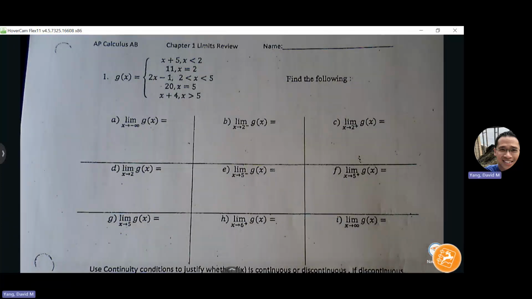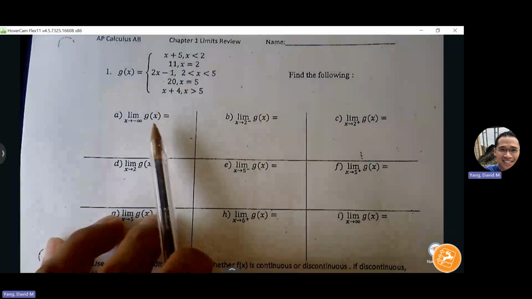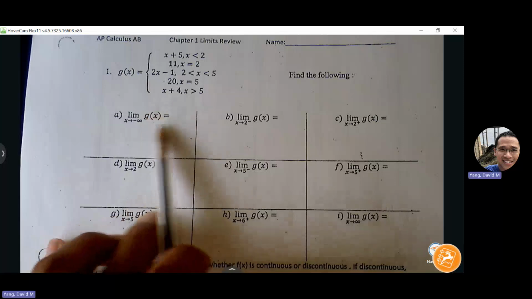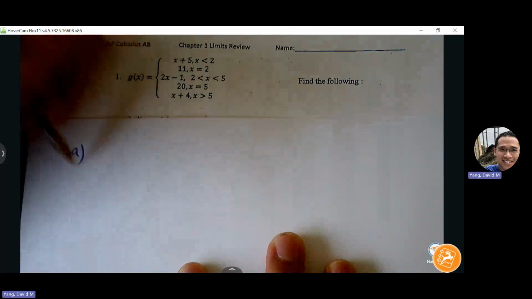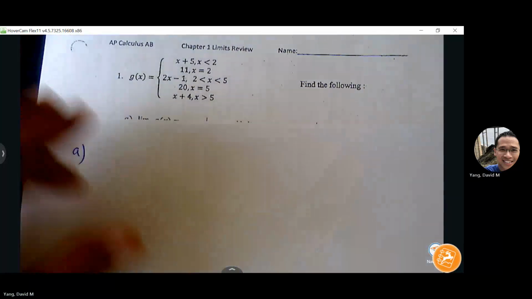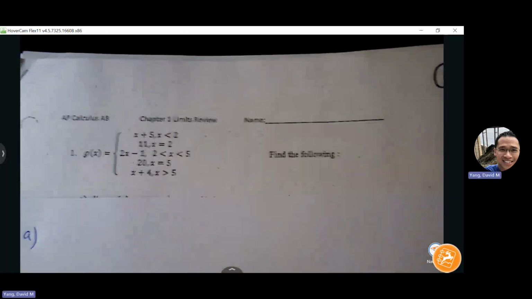All right, so the additional complexity that is going to come from these problems is we're going to have to read the piecewise function to determine which expression is appropriate for the limit that we're finding. I'm going to put this on a separate sheet just so I can have more room here. So part A, we're on page 1.